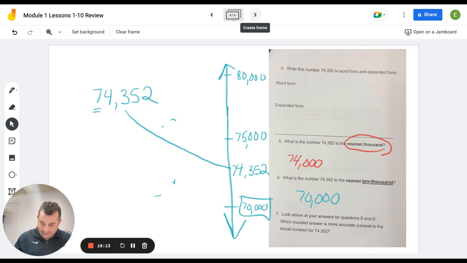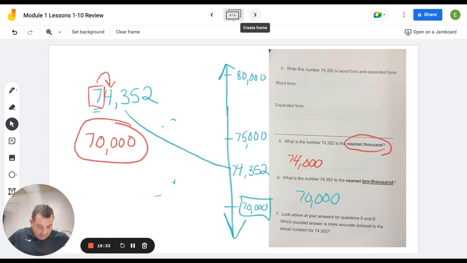Or you could look at it as we're rounding it to the nearest 10,000. I'm looking at the 7. I go next door. That 4 tells me to go down or stay down low. So the 7 is staying where it is. Everything else becomes a 0.